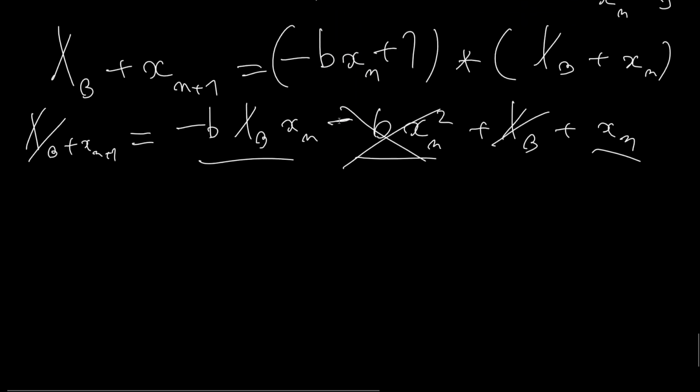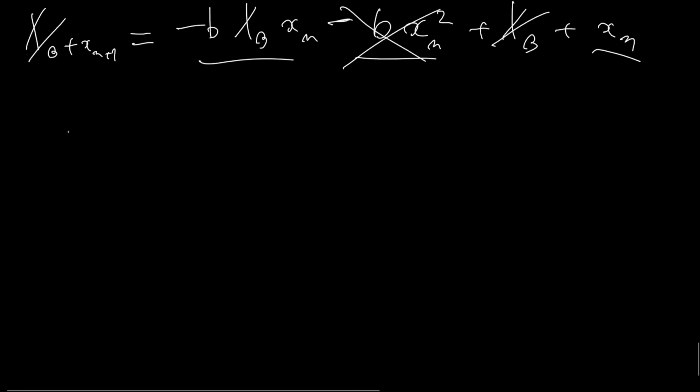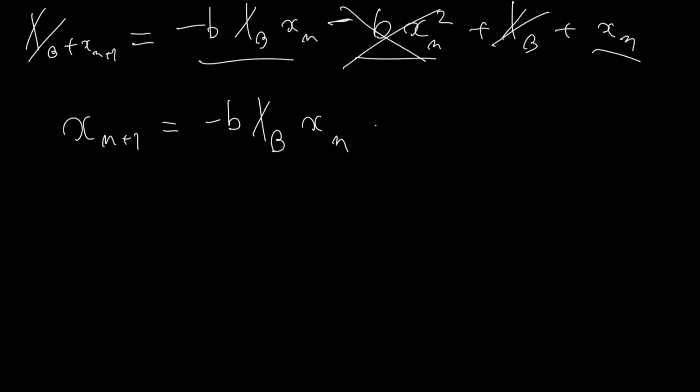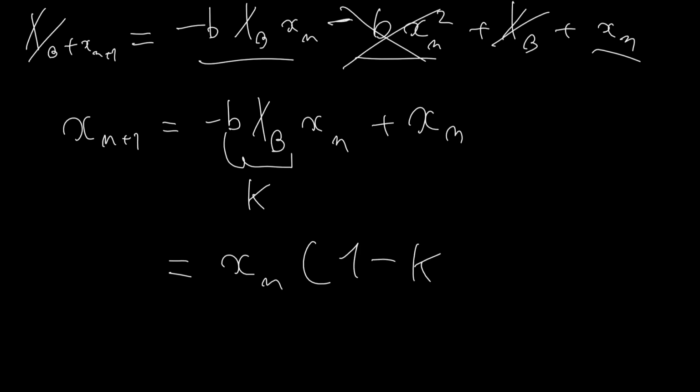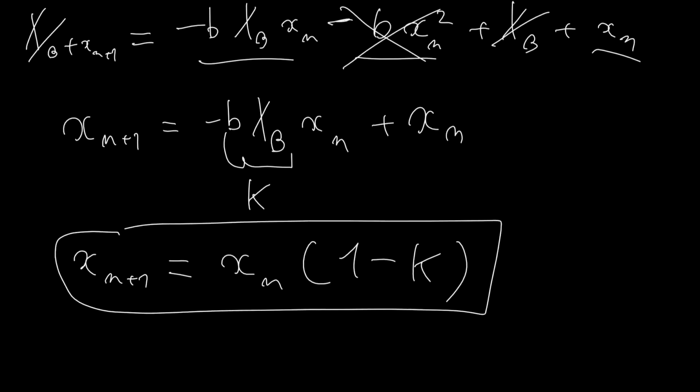What we get is xn plus 1 equals minus b xb xn plus xn, and letting b xb equal a constant k, this equals xn times 1 minus k. And this is the final form.